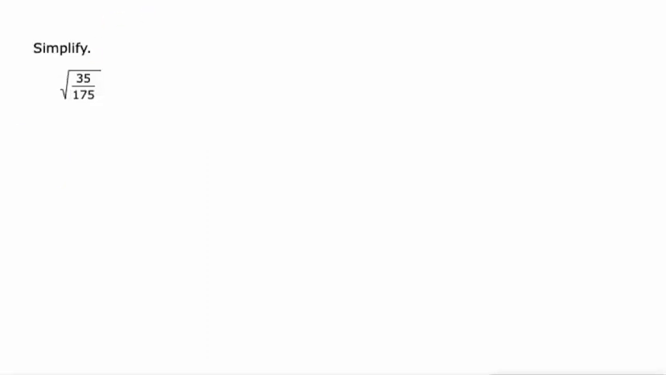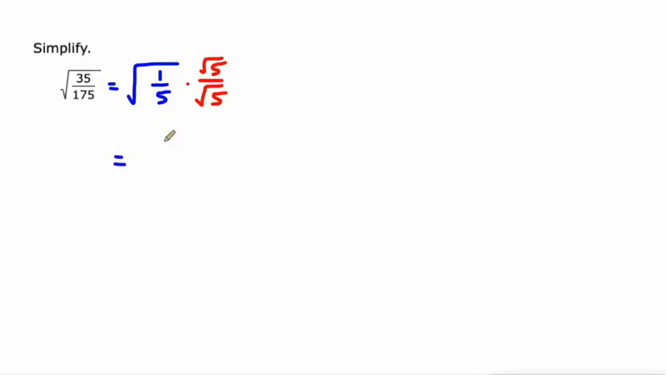Now 35 over 175 can be simplified, so the first thing I'm going to do is write this as the square root of 1 over 5. Alright, now I need to rationalize my denominator. What I mean by that is I can't have any fractions in my square root sign. I also can't have any radicals in the denominator. So if I multiply this by the square root of 5 over square root of 5, that's 1. It won't change its value, but it will change the way it looks.